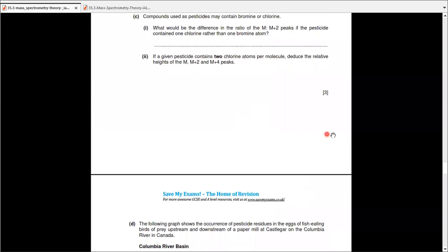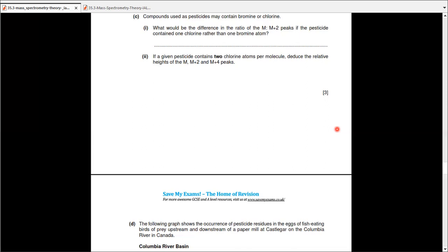Okay, part C. Compounds used as pesticides may contain bromine or chlorine. What would be the difference in the ratio of the M and M plus 2 peaks if the pesticide contained one chlorine rather than one bromine atom? M and M plus 2 peaks in chlorine: 75 ratio 25. Simplify it. Ratio 3 to 1. That is right.